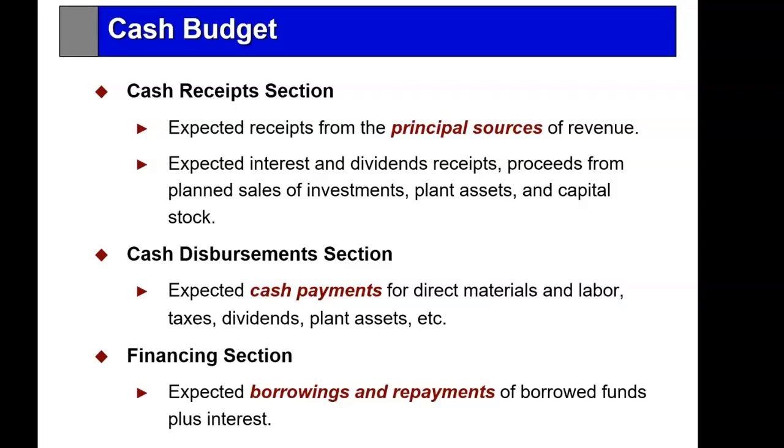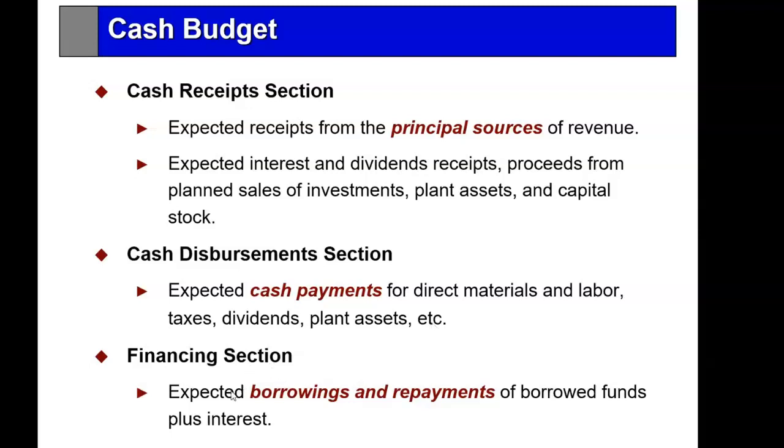Also, the cash coming in is primarily from sales, but I also may be selling some shares. I may be selling some assets, so I got some money coming in. I may have dividends coming in, interest coming in. I have to take that into consideration. The cash going out is basically payments for direct material and labor and overhead. Plus, if I have to pay dividends, I have to pay taxes. If I plan to purchase trucks or any other plant assets, those are the reasons for cash disbursements.